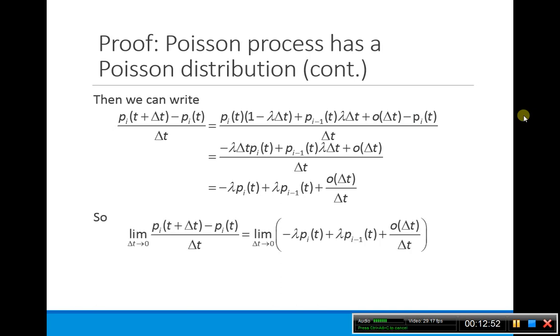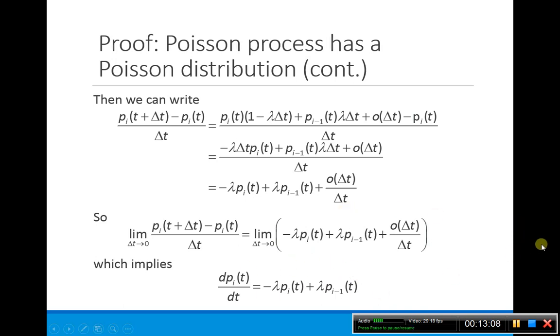On the left-hand side, we get our derivative. And on the right-hand side, remember what happens. Limit as delta t goes to 0, this part goes to 0. So we have dPi of t over dt is equal to this.